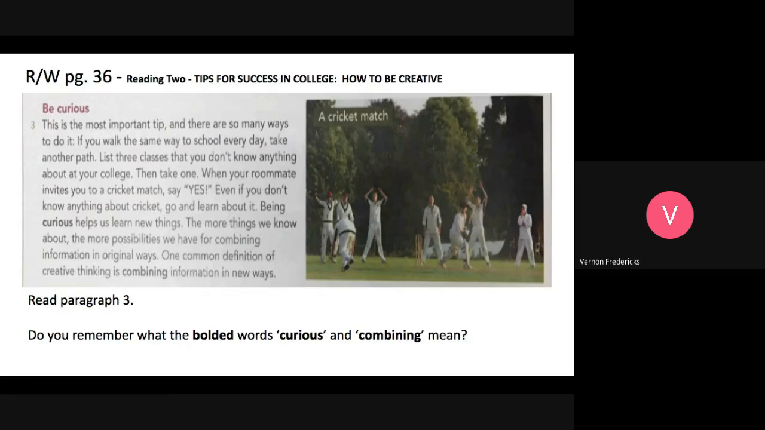Okay, students, you know what curious means? Do you know what combining means? Combining means putting 2 things together. So the first step is to be curious. If you don't know, find out. If you don't know science, go and find out from your friends what science is about. Read up on it in Google, yeah? But find out new information, even if you don't know it. Be curious to find out the new information. Next slide.